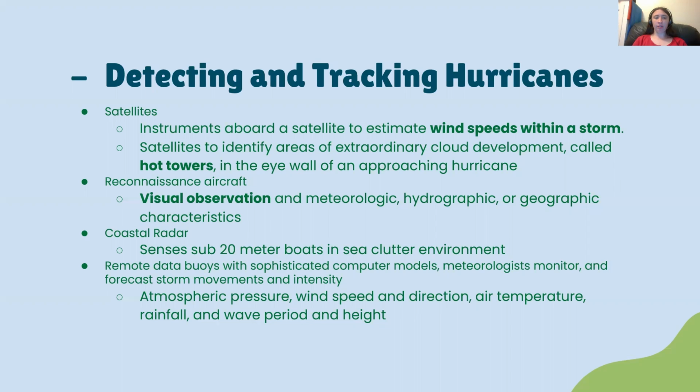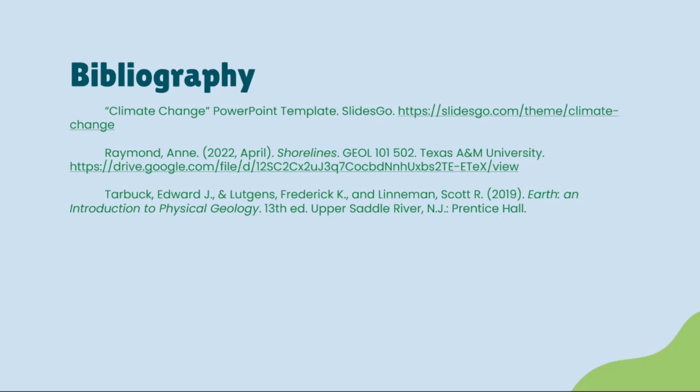Data buoys are used to detect the atmospheric pressure, wind speed, direction, air temperature, rainfall, and wave period and height. Both the reconnaissance aircraft and coastal radar collect data that complements or verifies data from ships or weather satellites.